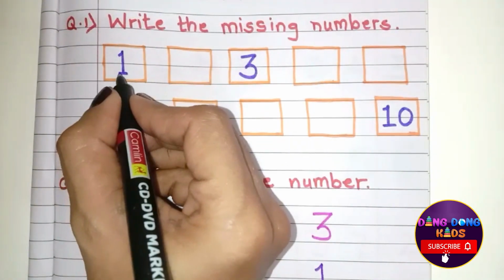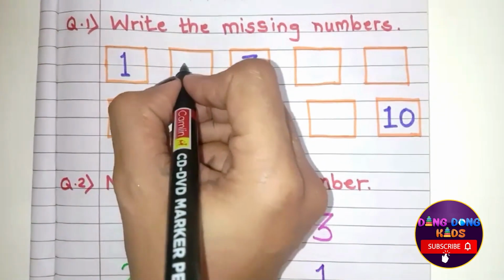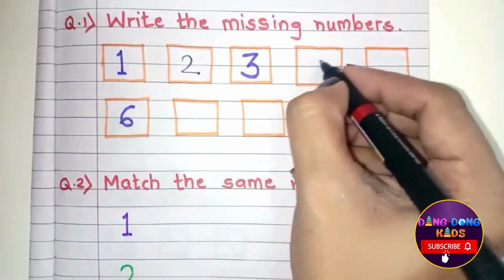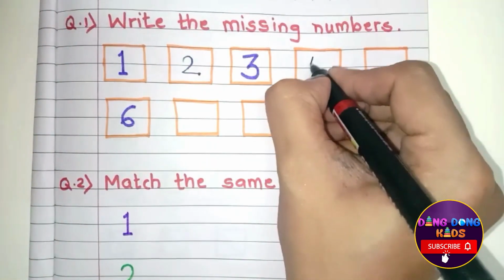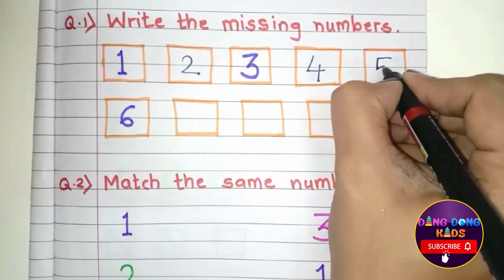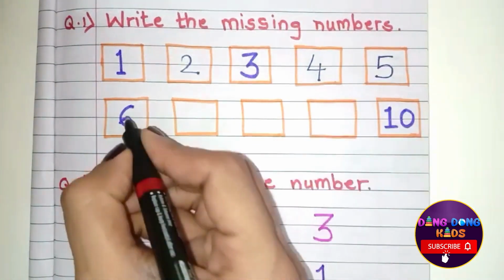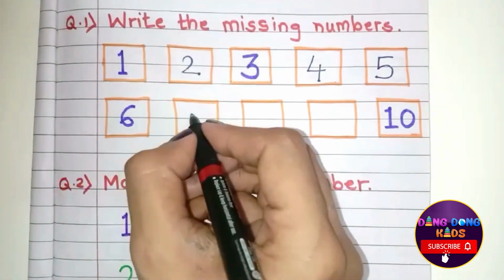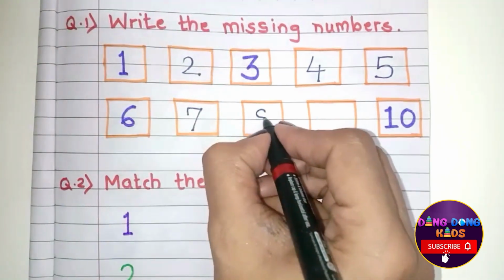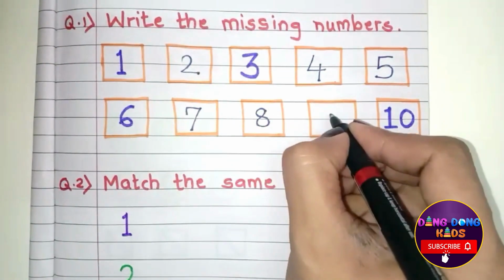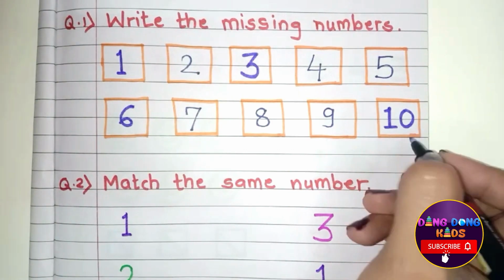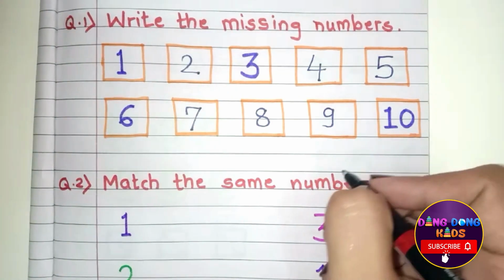First number is 1. Next 2, 3, tell me, then 4, 5, 6, the next one is 7, 8, 9 and 10. Question number 2.